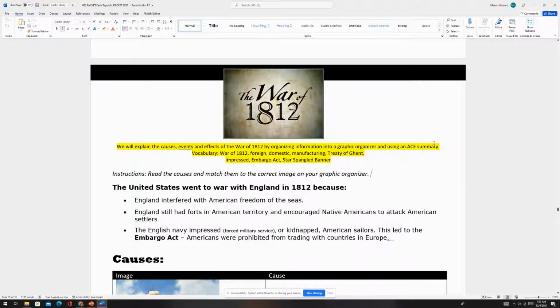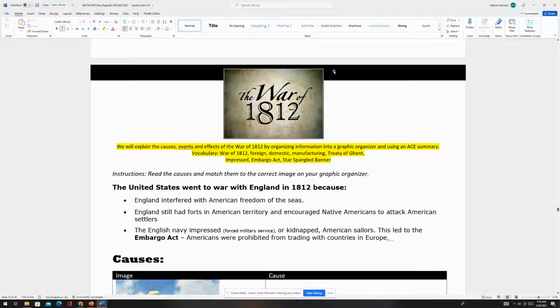Today we're going to do the War of 1812. This is a war, but it's not taking up an entire era like the American Revolution or the Civil War is going to do. I call this kind of a baby war. What makes it different is we're not going to talk about any battles.